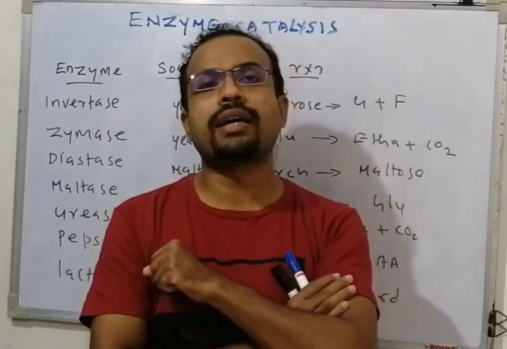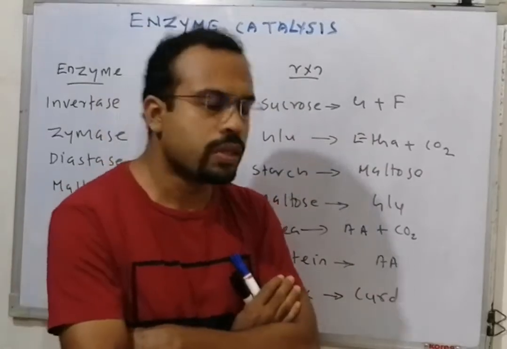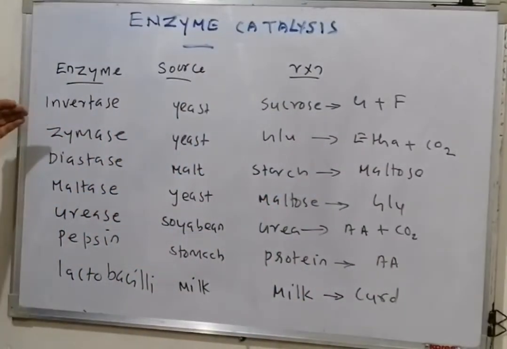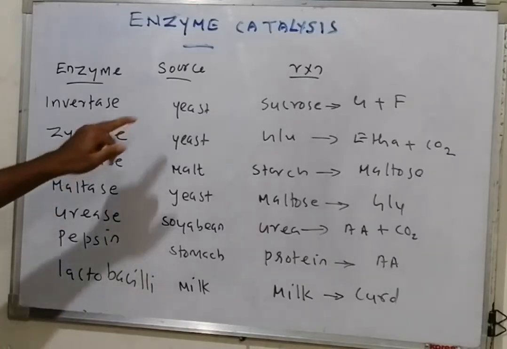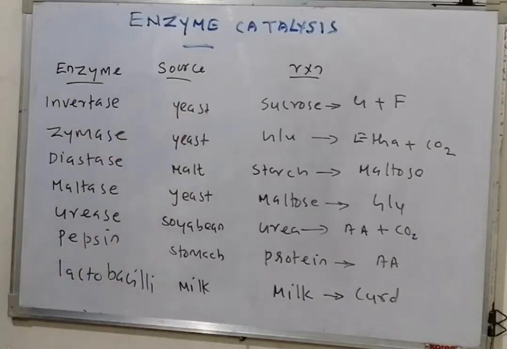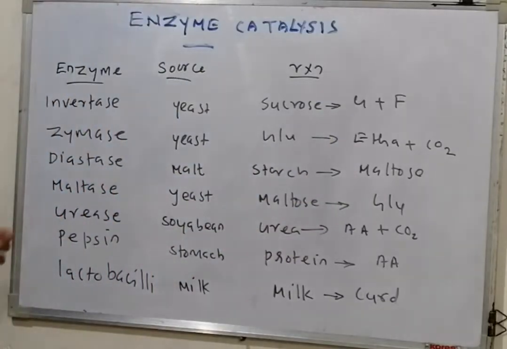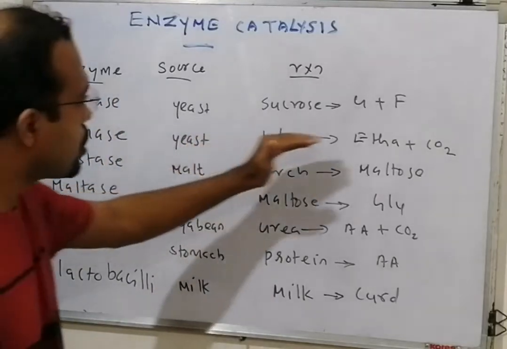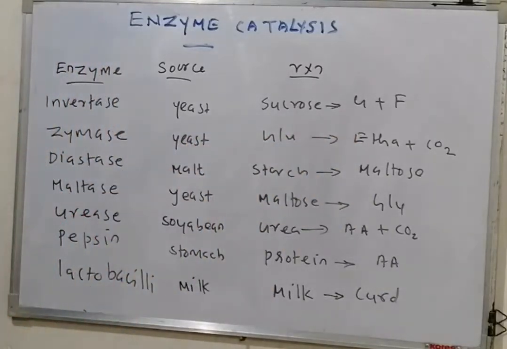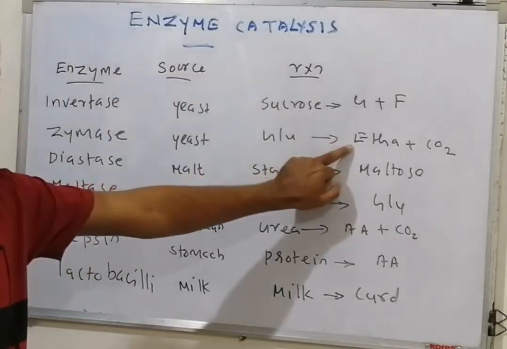This role of catalysis is done by enzymes. We have a lot of enzymes. I have listed some: invertase, zymase, diastase, maltase, urease, pepsin, lactobacillus. Invertase is the enzyme from yeast. It converts sucrose into glucose and fructose. Another one, zymase, also from yeast, converts glucose into ethanol. Therefore, you take any starch item, put some yeast there, finally ethanol will be produced.